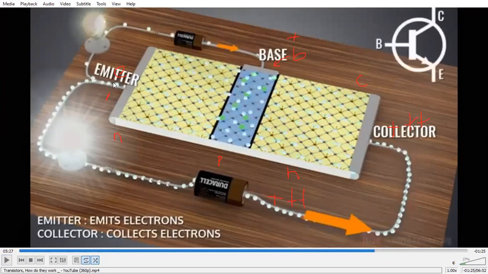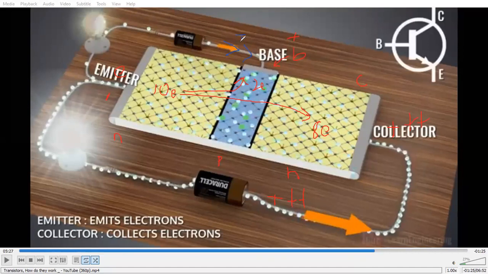Just now, let's say for the example, 10 electrons from the emitter. Let's say 8 electrons go to your collector, 2 electrons go to the base. You see the flow of electron is this way. That means the current will be in the opposite direction, so your current will flow this way.